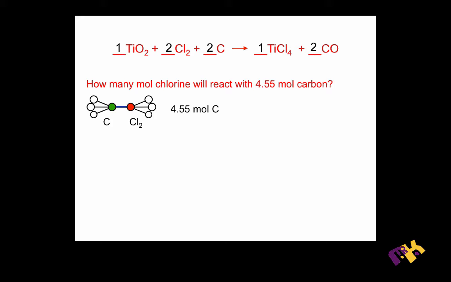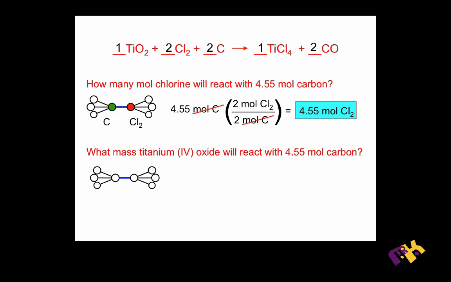Well, the connecting piece is going to be in the balanced chemical equation. We know there's 2 moles of carbon for every 2 moles of chlorine gas. Yes, it's a 1-to-1 ratio or a 2-to-2 ratio, but we should still get in the habit of working it into our setup. So moles of carbon on the bottom, moles of chlorine gas, that's what we want to get into, on top. It's a 2-to-2 ratio, and so that means it's simply 4.55 moles of chlorine gas.